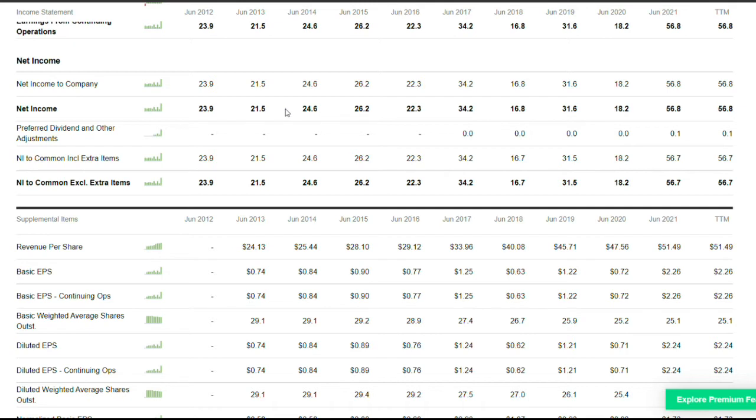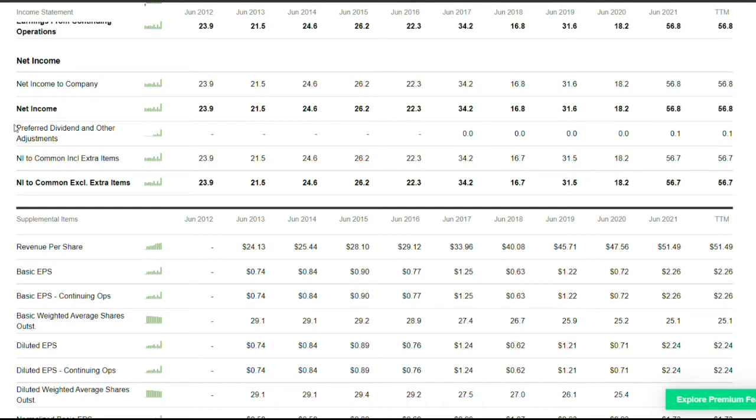And you have to go to the 10Ks and the 10Qs to identify the reason why in a particular year they didn't make this net income go up, which has to be the trend in the long term.